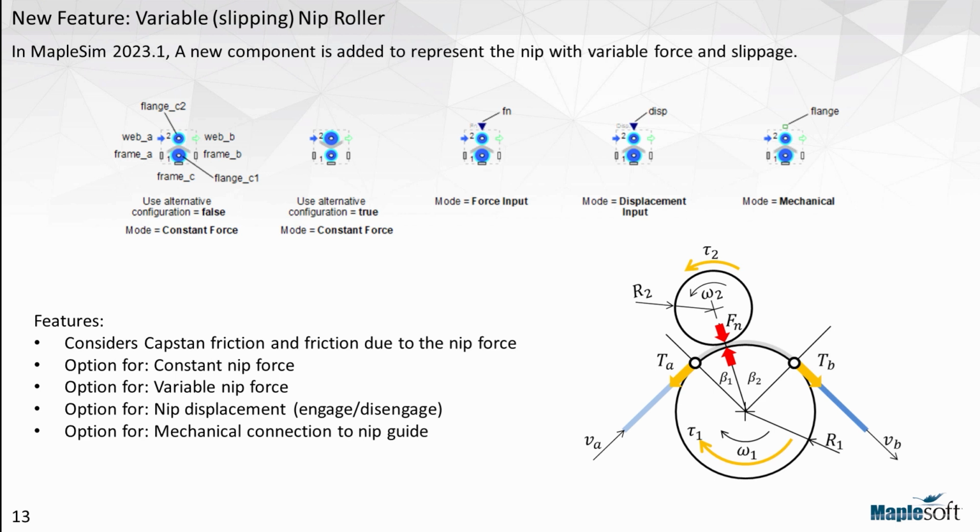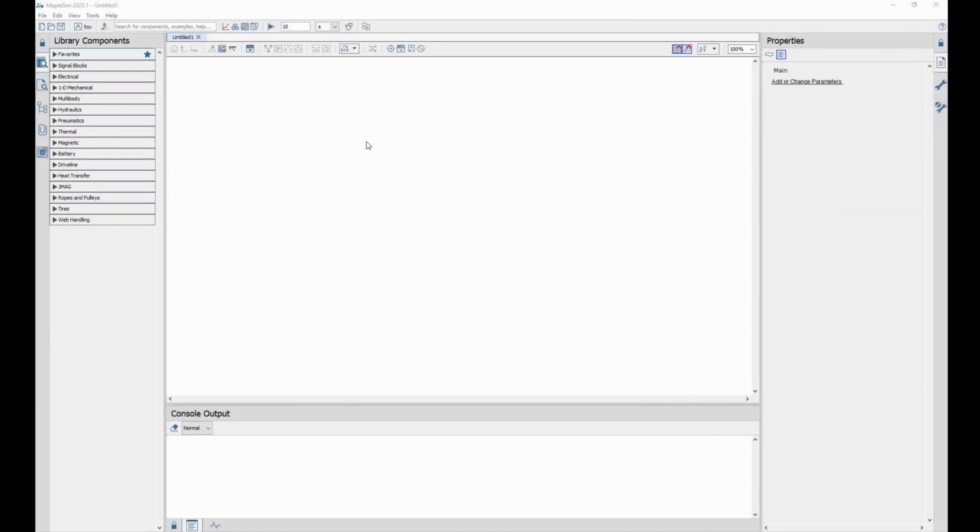There are multiple options in this component. You can have a constant normal force between the nip and roller. You can have a variable normal force, or you can actually separate the nip and roller to perform engage and disengage tasks during the operation of the web line. So we'll see actually that, which is the most exciting. We'll see an example of that shortly. So let's just jump back into MapleSim.